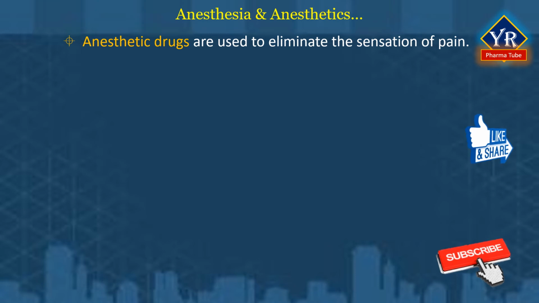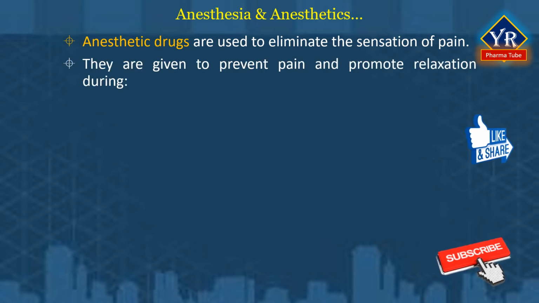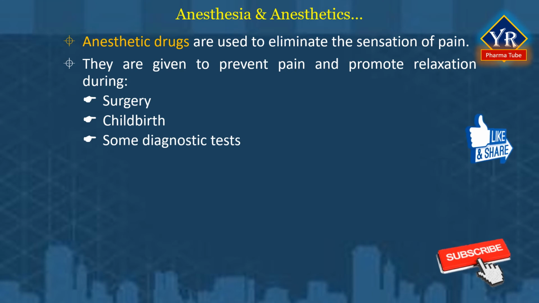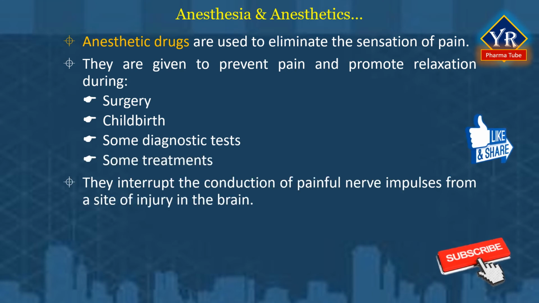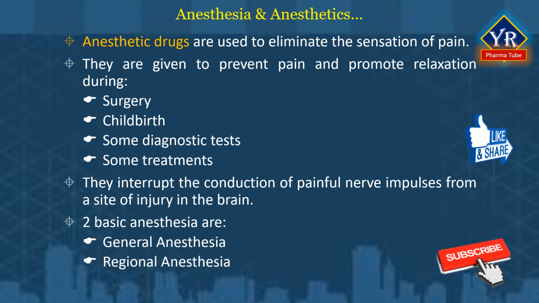Anesthetic drugs, which are going to be discussed in the coming lessons, are used to eliminate the sensation of pain, which completes the spectrum of pain management. In other words, anesthetic drugs are given to prevent pain and promote relaxation during surgery, childbirth, some diagnostic tests, and some treatments. They interrupt the conduction of painful nerve impulses from a site of injury to the brain. The two basic types of anesthesia are general anesthesia and regional anesthesia.